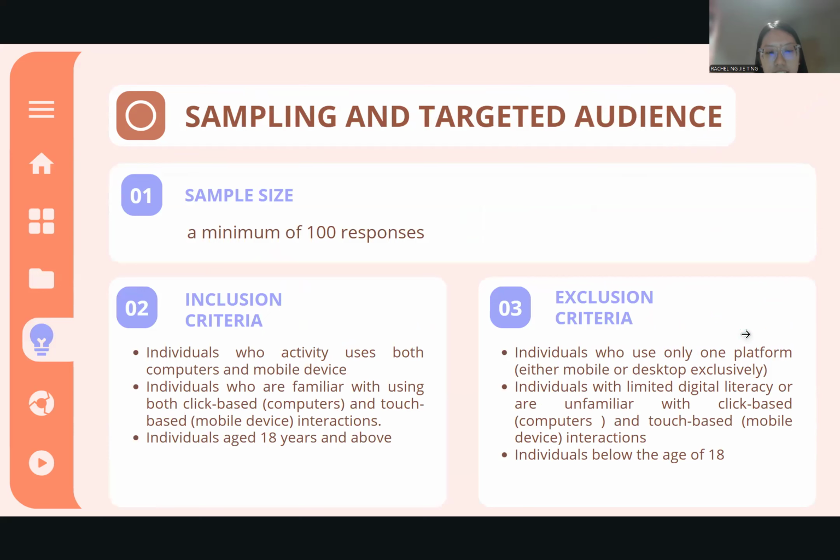For my sample size, I have targeted a minimum of 100 responses, with the inclusion criteria of individuals who actively use both computers and mobile devices, who are familiar with using both click-based and touch-based interactions, and are aged 18 and above. Vice versa, for the exclusion criteria, individuals who only use one platform with limited digital literacy or are below the age of 18 will be excluded from the data pool.